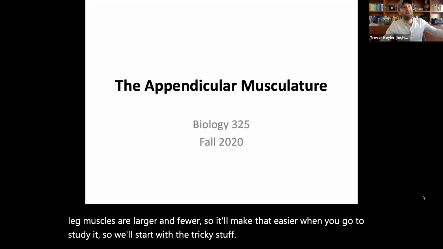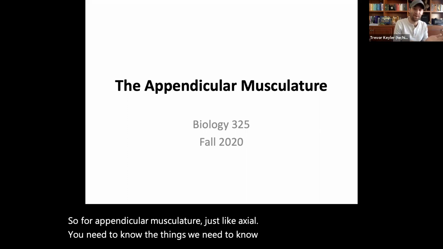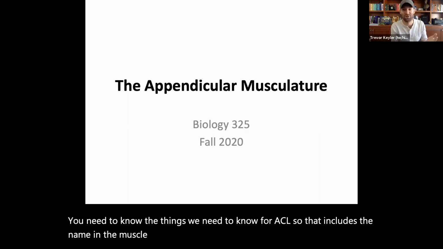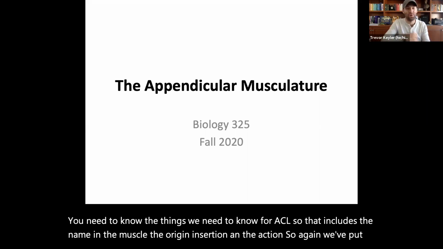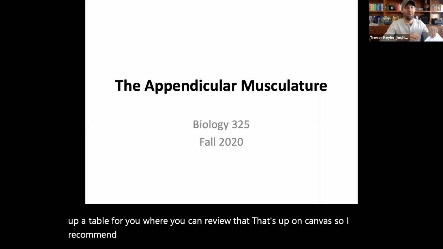So for appendicular musculature, just like axial, you need to know the name of the muscle, the origin, the insertion, and the action. So again, we've put up a table for you where you can review that. That's up on Canvas, so I recommend just printing that off. I got mine here handy.